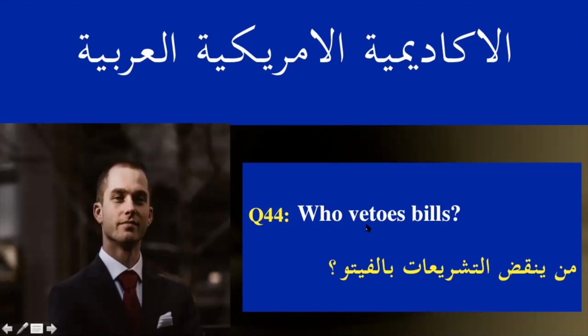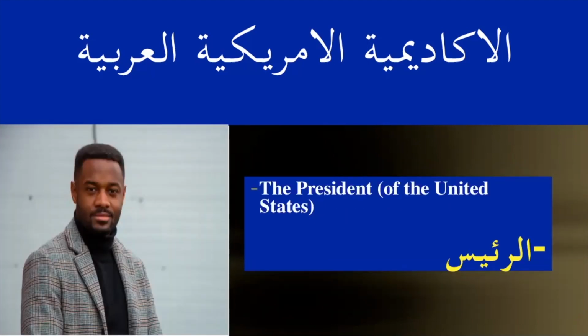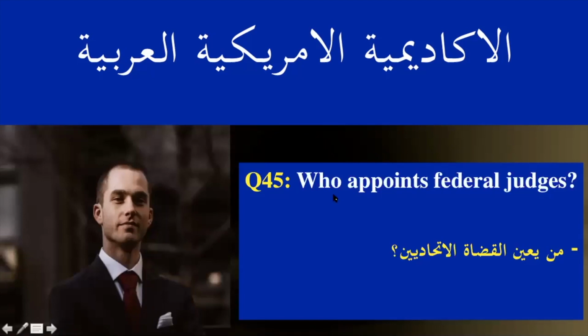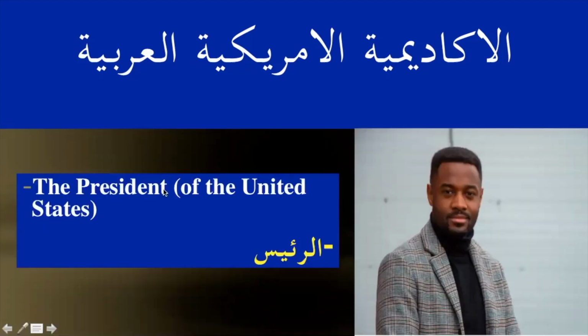السؤال الرابع والأربعون. Who vetoes bills? من ينقض التشريعات بالفيتو؟ The president of the United States. السؤال الخامس والأربعون. Who appoints federal judges? The president of the United States.